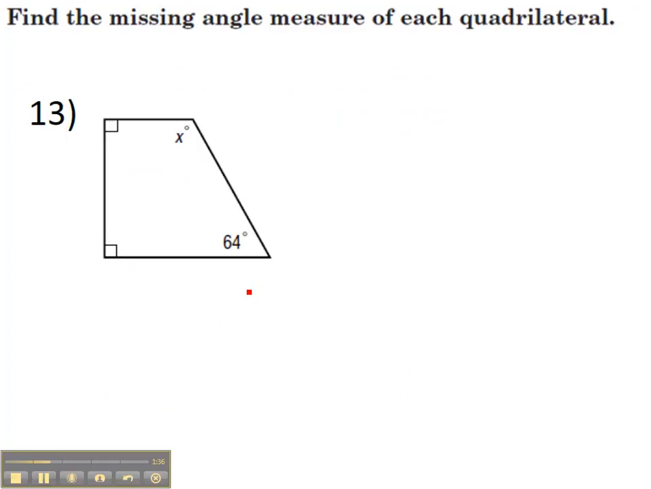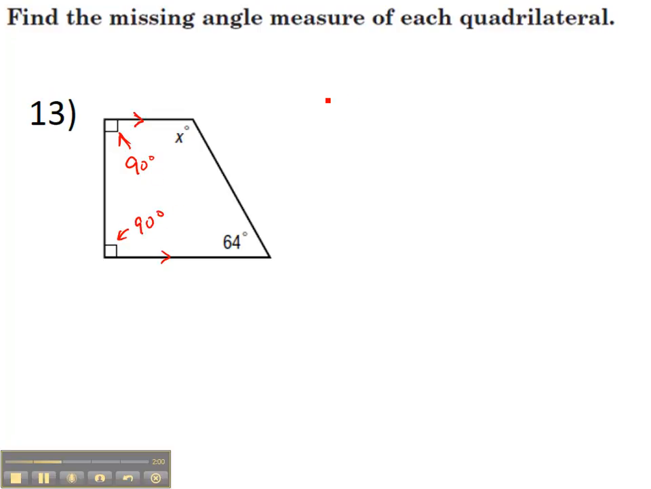Okay, number 13, we're asked to find the missing angle measure of each quadrilateral. This quadrilateral happens to be a trapezoid because if these 2 angles are 90, then these sides must be parallel. But it didn't ask us to classify, I'm just mentioning that. We need to know that this right angle symbol means 90 degrees. So we actually have been given 3 of the 4 angle measurements.